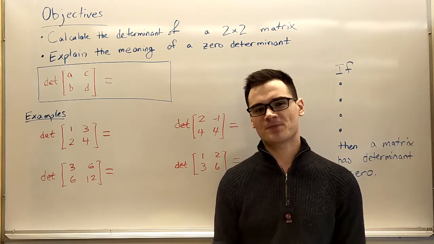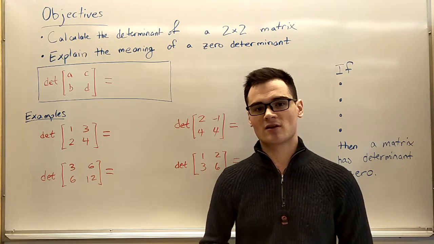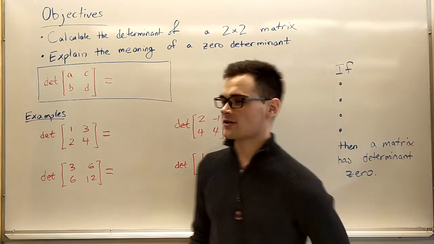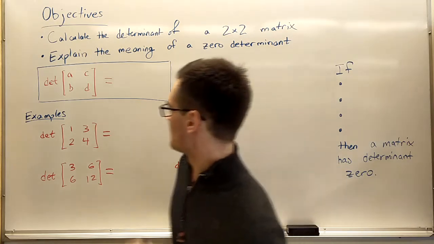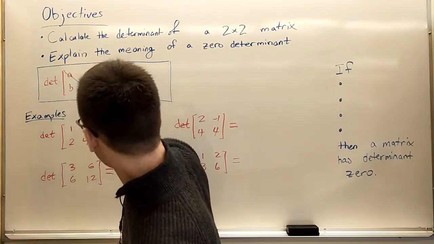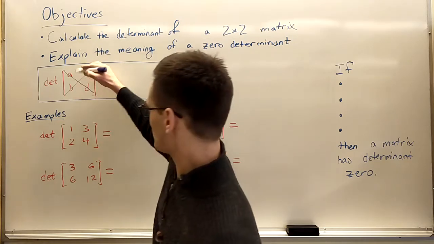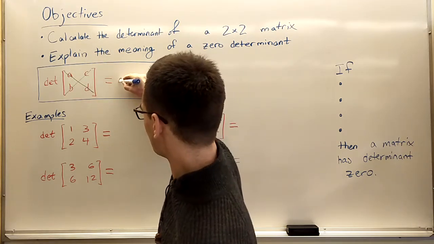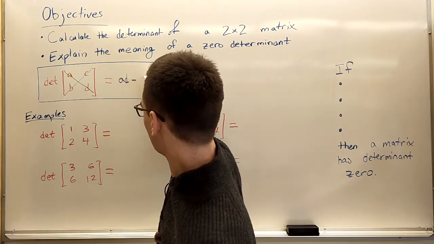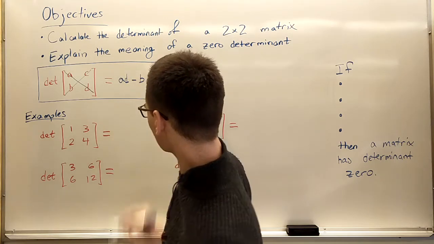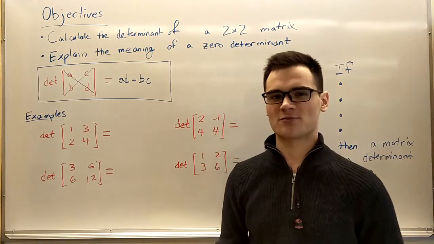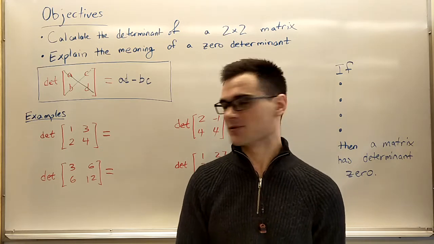So let's get started. To calculate the determinant of a 2 by 2 matrix, all you need is one formula. All you have to remember is this minus that. That is, the determinant of this matrix A, B, C, D is AD minus BC. That's the only formula that you need to remember. So let's do an example.